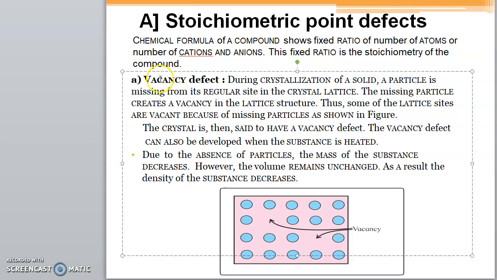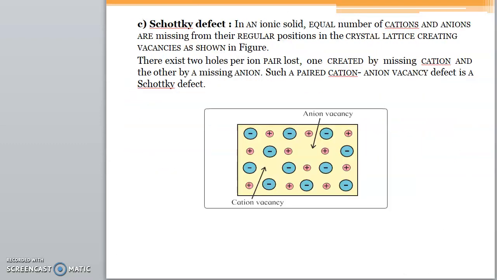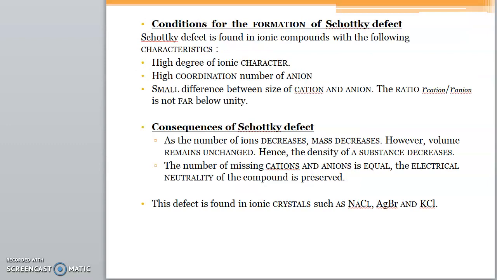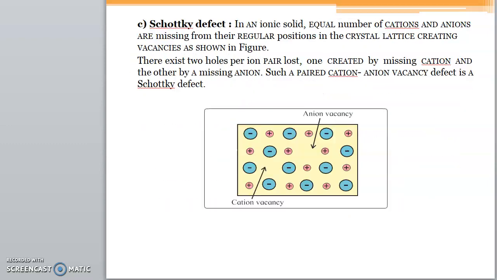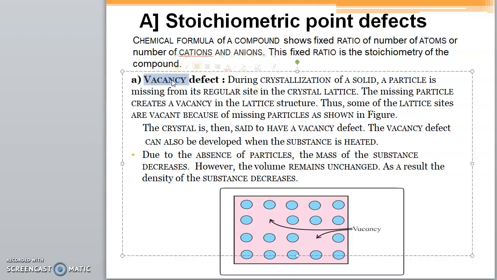Now stoichiometric compounds have certain defects. One is the vacancy defect, and then the self-interstitial defect, Schottky defect, and Frenkel defect. So there are four types of defects that we'll be looking at in stoichiometric point defects. Let's take a look at all these defects one by one. So during crystallization of a solid, remember, the process of crystallization to get a particular substance in a crystalline form is called crystallization of a solid.